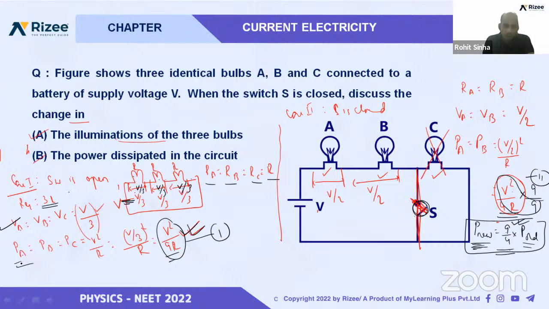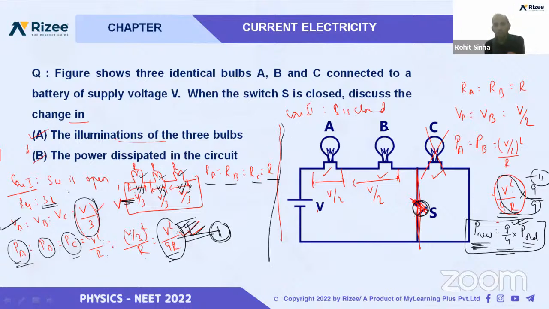Now we know the power dissipated in bulb A, bulb B, and bulb C. Power dissipated is equal to V square by R. We know this formula, and we now know how much voltage is available for each bulb: this much voltage square by R. This is the power dissipated, and it is also proportional to illumination, brightness. More power means more brightness. Okay, this was the first case.